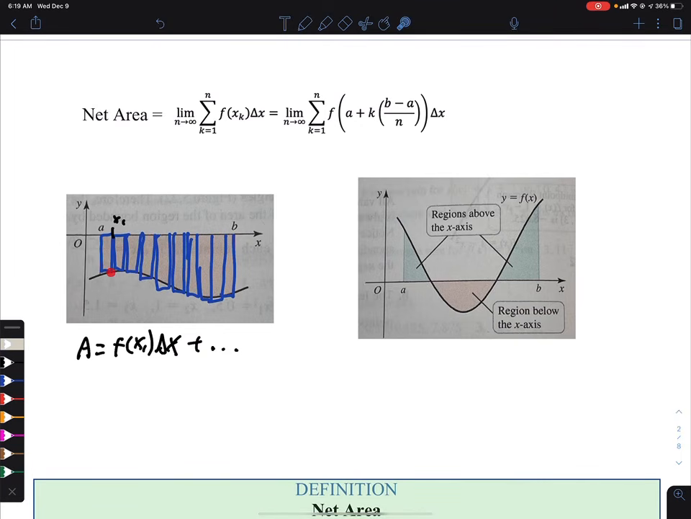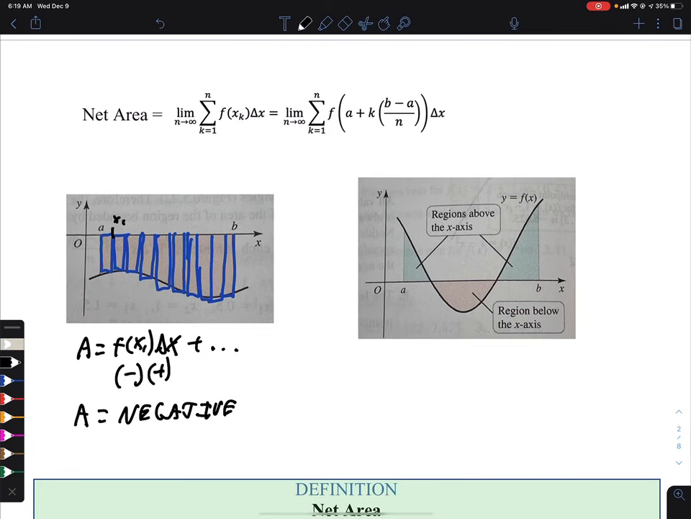What's the value of f of x1 there? It's going to be negative. This first one is going to be a negative value. Your delta x is always positive because that's your width. But now think about this. All of these are going to have negative heights, and then your area is going to come out negative.